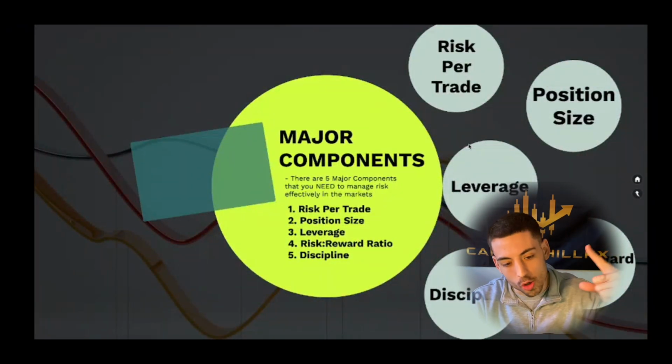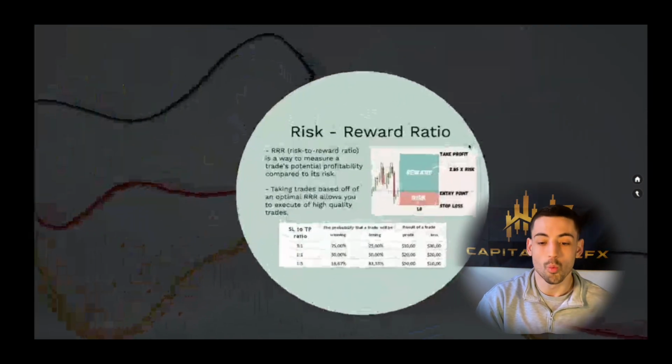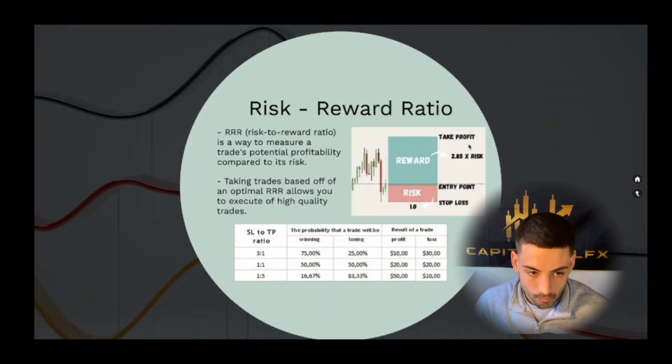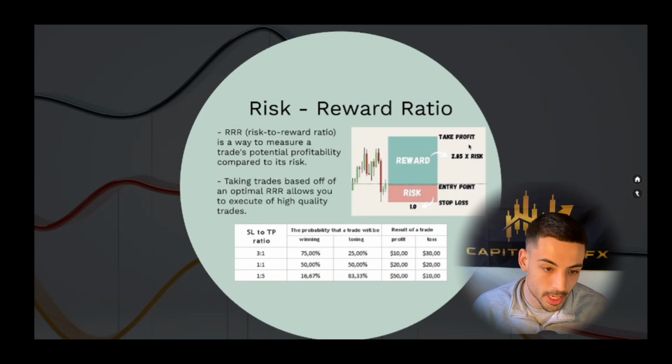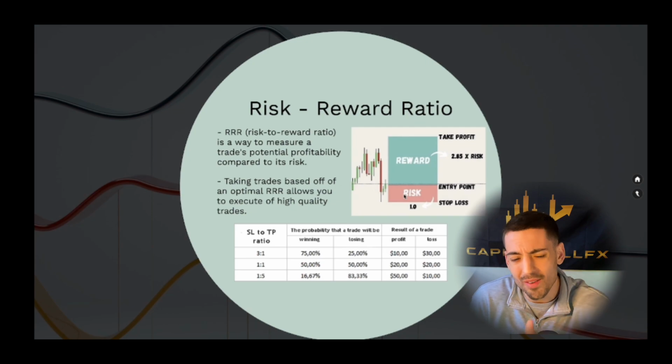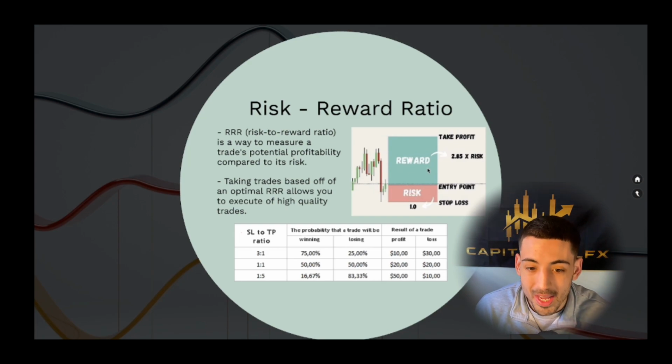So we went over risk per trade, position size, leverage, and now a very big one, risk to reward ratio. Risk to reward ratio is a way to measure a trade's potential profitability compared to its risk. So I think the best way to look at this is looking at this screenshot on the right-hand side. We can see we have our reward on the top and then our risk on the bottom, sort of similar to what I showed you on the stop loss and even the hedging. You can see that we had this green section of the area and this red section of the area. So the red is our risk and the green is our reward.